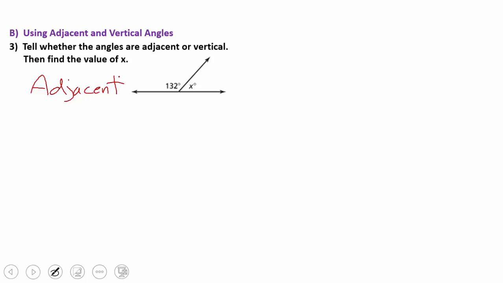These angles are adjacent. Okay? They're right next to each other. They share a vertex and a common side. I'll leave it like that. Now we've got to find the value of x.